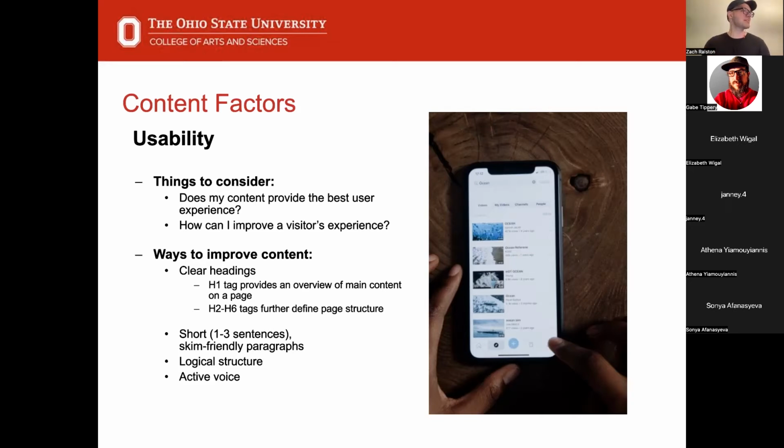Usually the best thing about active voice is that it keeps things pretty short and sweet, and it communicates ideas in a way that is essentially a less wordy version. Usually passive voice is a little bit longer and long-winded. This goes hand in hand with keeping things short and skim friendly too.